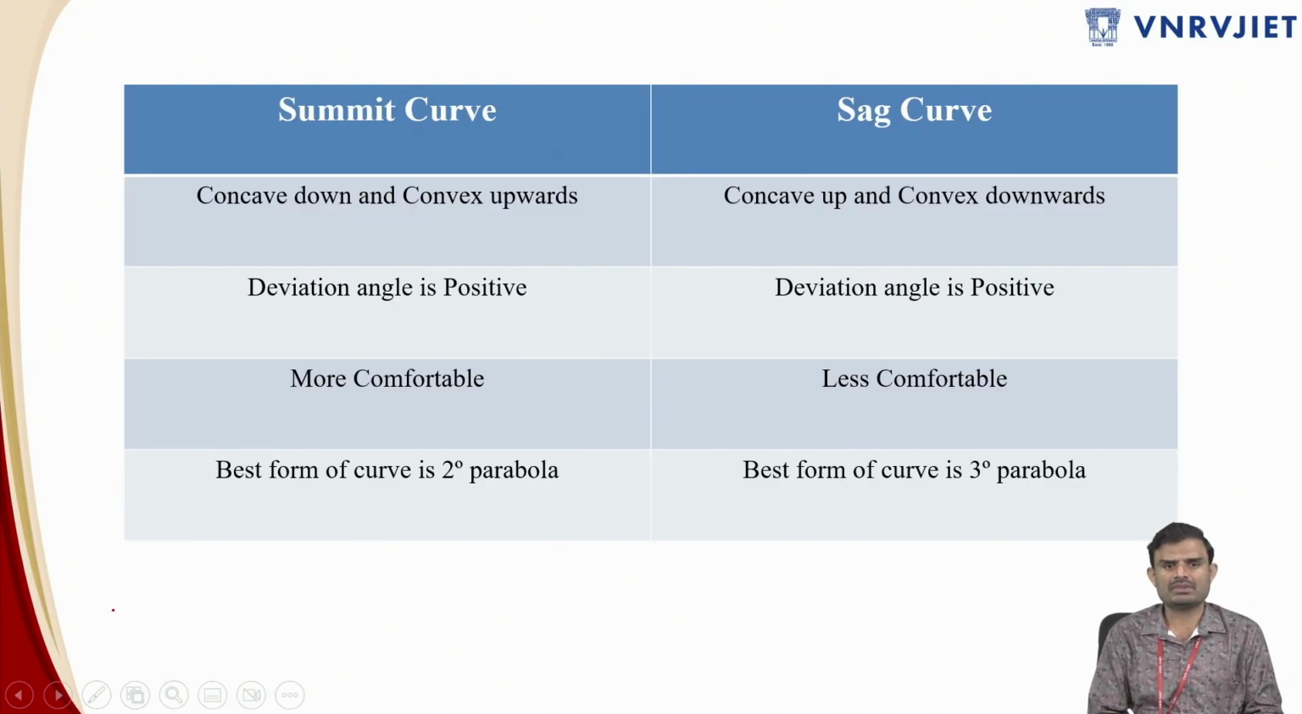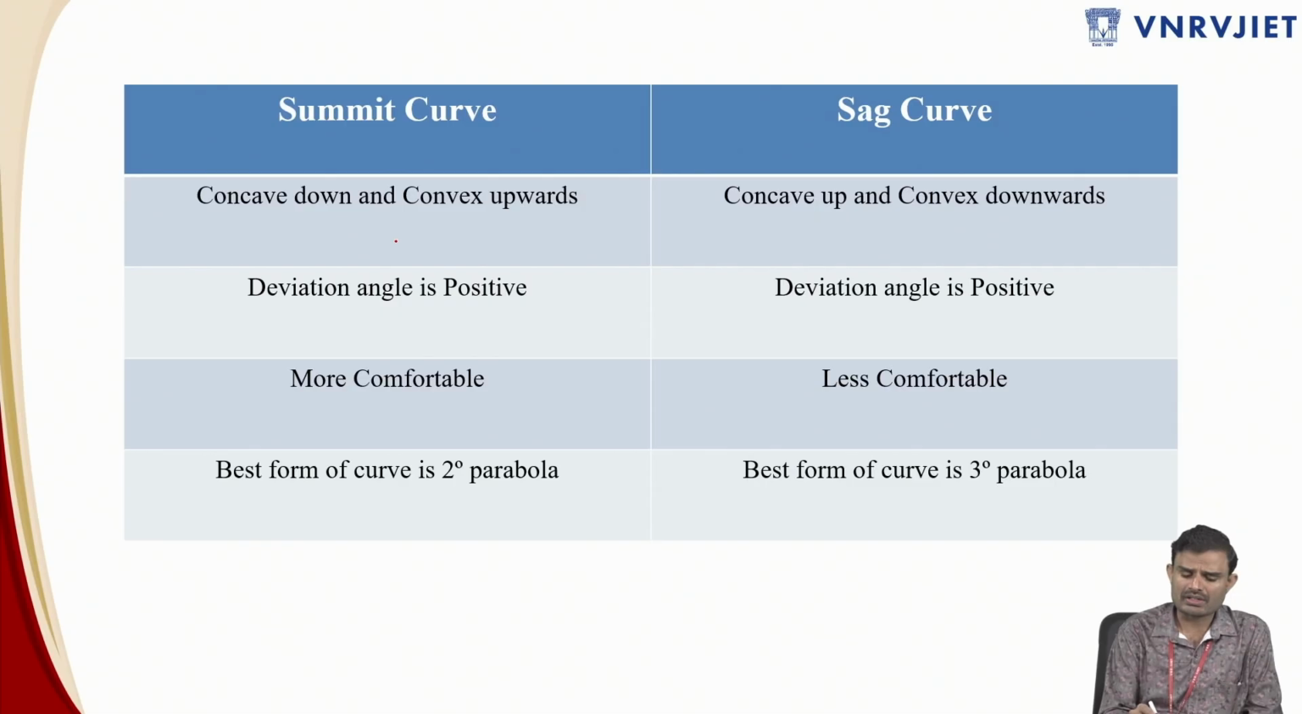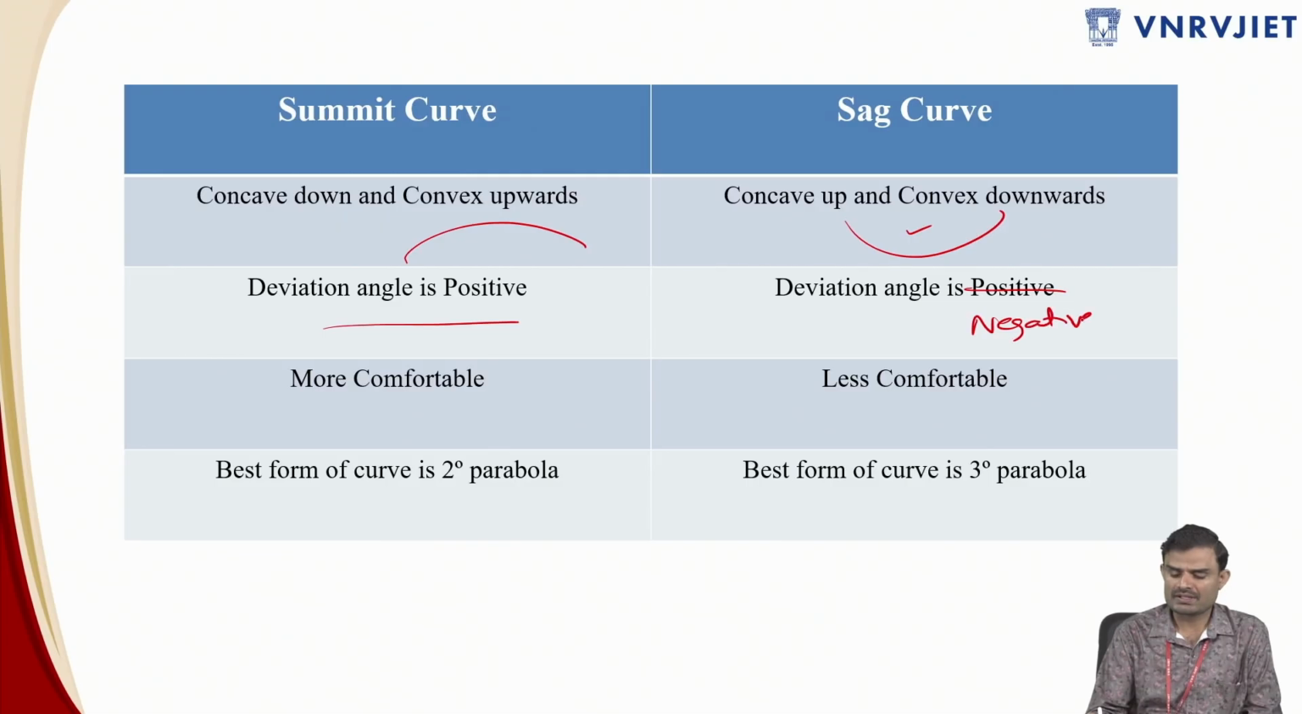The difference between summit curve and sag curve: crest curve and trough curve, or hill curve and valley curve. This is concave downwards and convex upwards. This is the sag curve, concave upwards. Deviation angle is positive, very important. We have seen the deflection angle in terms of the horizontal curve, and we are looking at it here. Here the deviation angle is positive, and here it is negative. This is more comfortable and this is less comfortable.